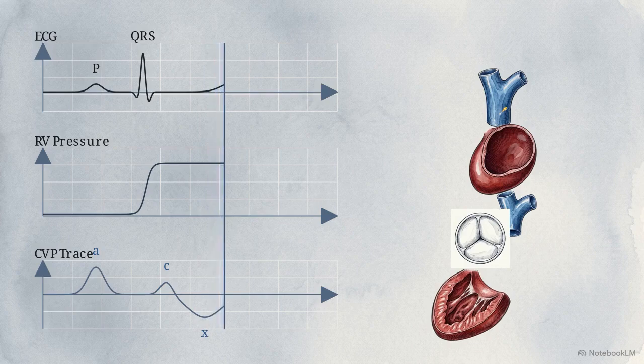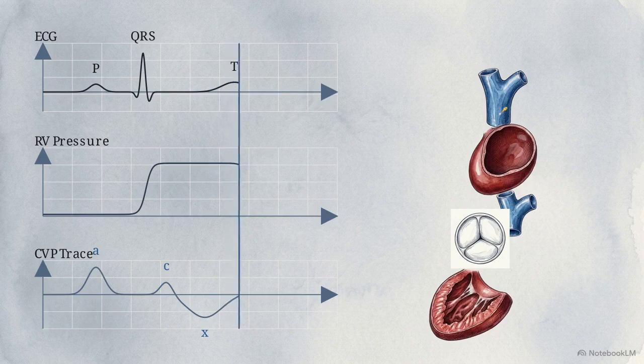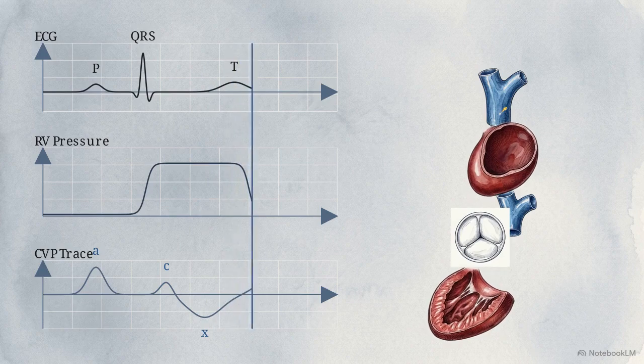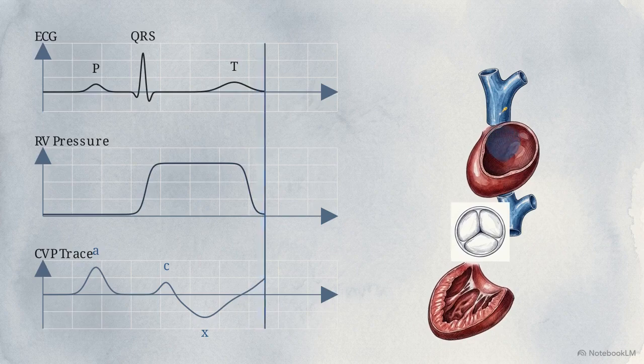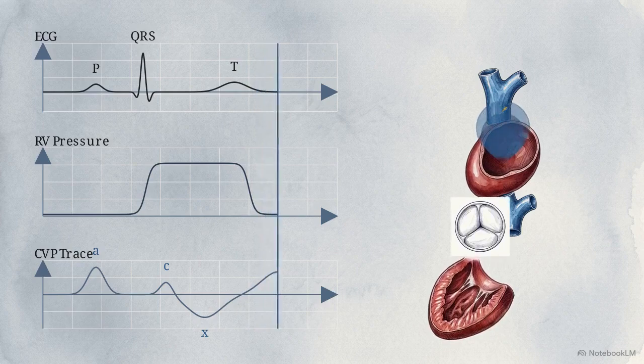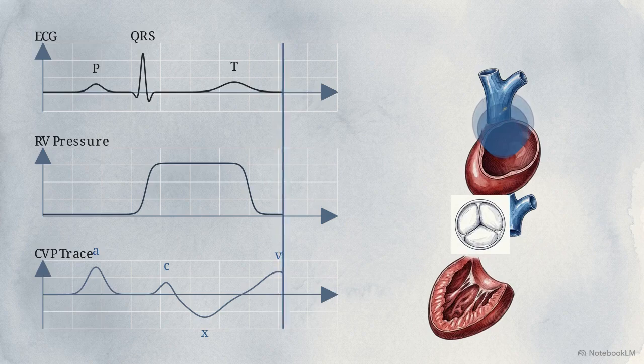While the ventricle is still ejecting blood into the pulmonary artery, systemic venous return continues pouring into the right atrium. Because the tricuspid valve is still closed, blood piles up against it. This steady accumulation builds atrial pressure, forming the V wave, peaking just after the T wave.